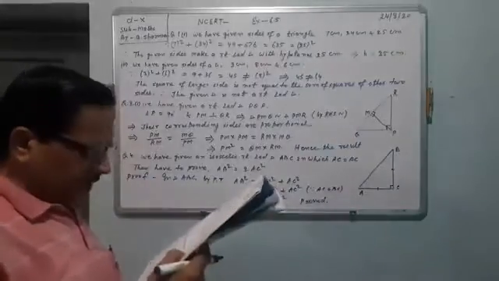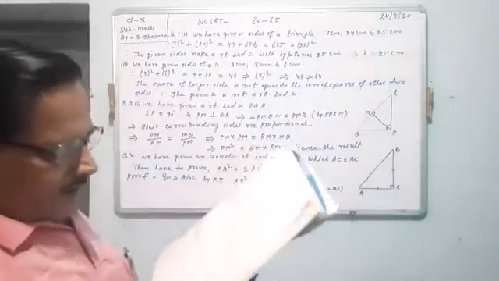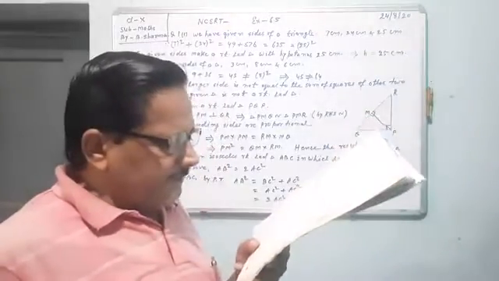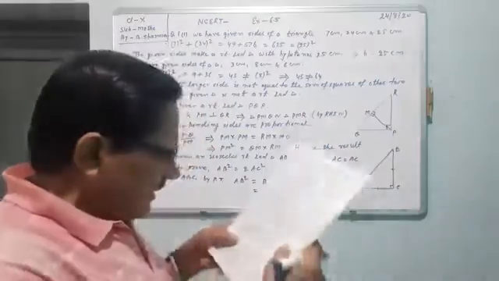In question number 3, we are given ABD is a right angle triangle.